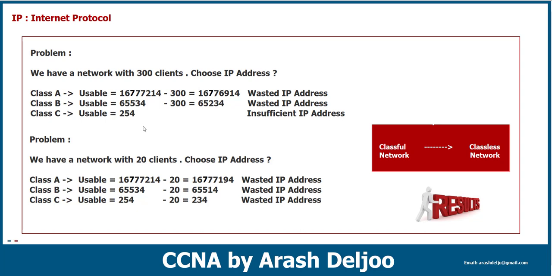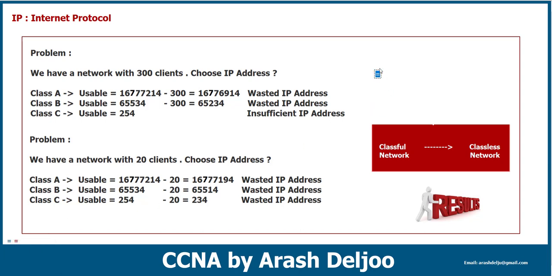The problem is that when you are using class A or class B networks, you will waste many IP addresses, and this is not good. We have a shortage of IPv4 addresses, you know it. And also we can't use class C. The reason is that we have only three choices. Let me review these three choices.